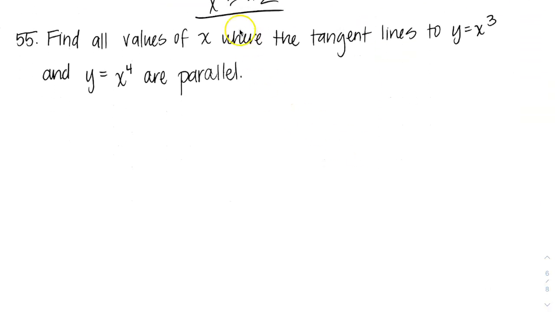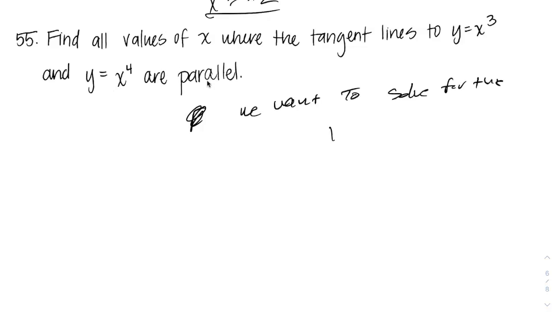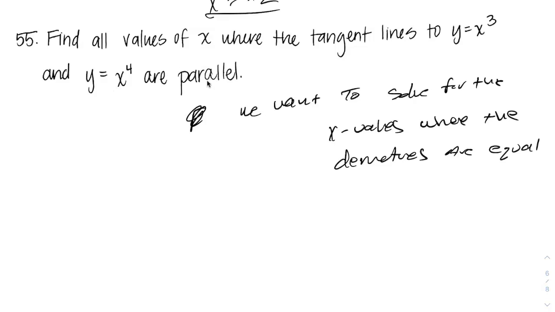Last one. Find the values of x for which the tangent lines to y equals x cubed and y equals x to the fourth are parallel. So pretty much the same question, right? Tangent line means derivative. We want them to have the same derivatives, so we're looking to solve for the x values where the derivatives are equal. I was about to say f prime equals g prime, but we don't have f or g.